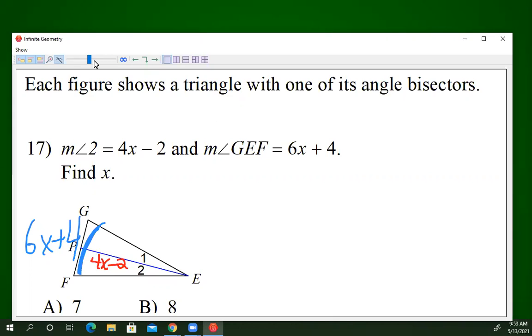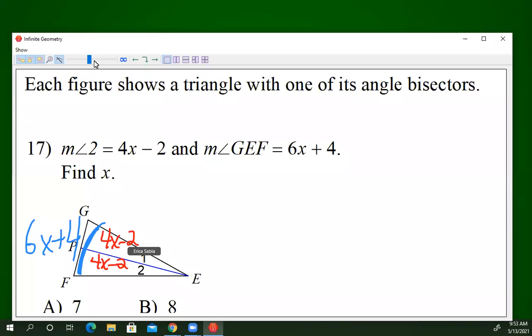I'll give you a hint. You are absolutely not going to set these equal to each other. Angles 1 and 2 really are equal to each other. So if 2 is 4x minus 2, that means 1 is 4x minus 2.